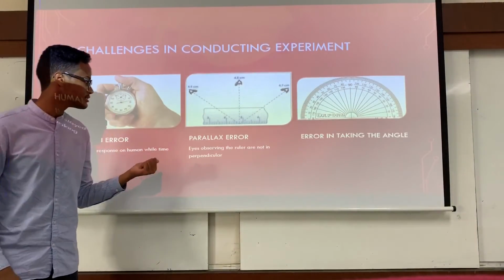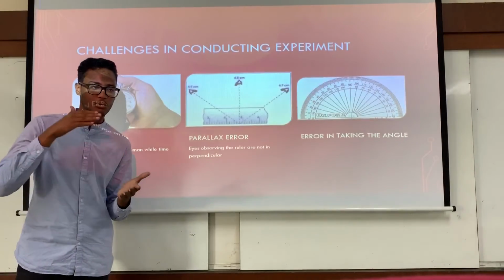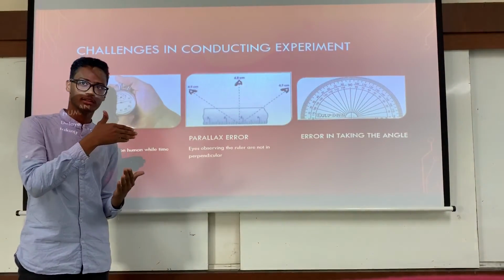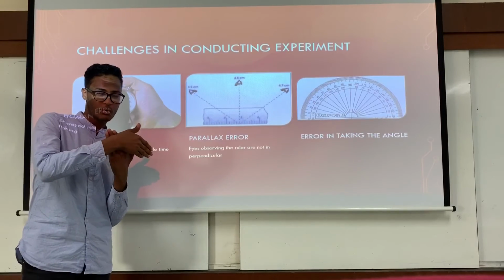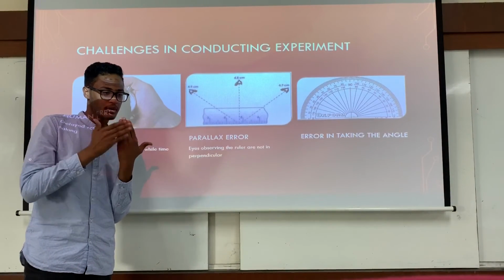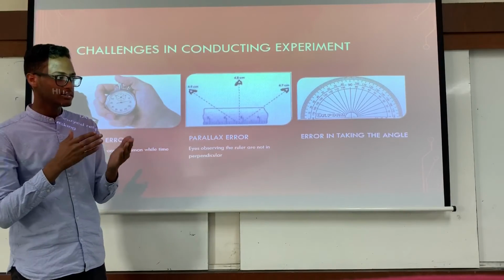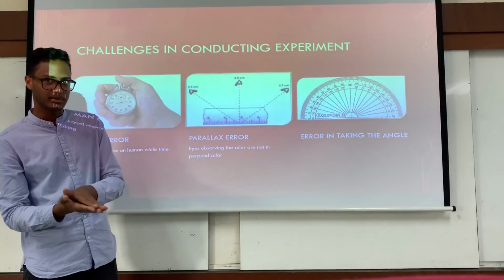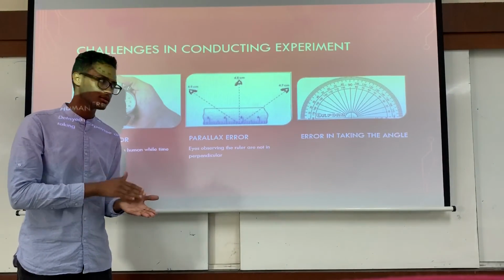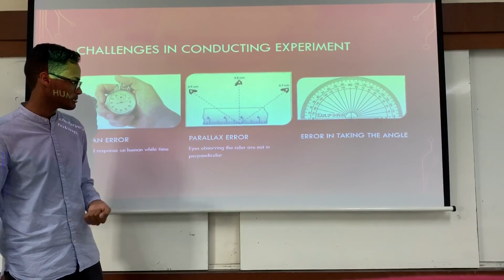And secondly is parallax error. When we see the pendulum swinging and we put the ruler at the pendulum, we might see it from a different perspective, which might be a wrong perspective. So this is one of the eye observing problems.